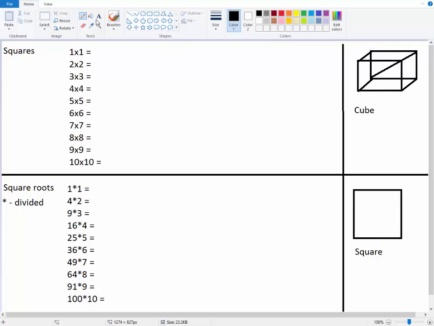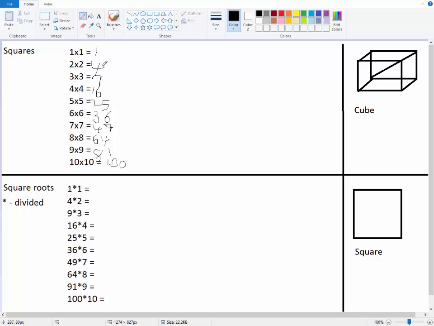Okay, so now all we have to do is fill in the blanks. Now, if you want to, you can write this right here on a piece of paper. If you can do it in your head, that's even better. But if not, just follow along with me. So 1 times 1 equals 1. 2 times 2 equals 4. 3 times 3 equals 9. 4 times 4 equals 16. 5 times 5 equals 25. 6 times 6 equals 36. 7 times 7 equals 49. 8 times 8 is 64. 9 times 9 is 81. And finally, 10 times 10 is 100.